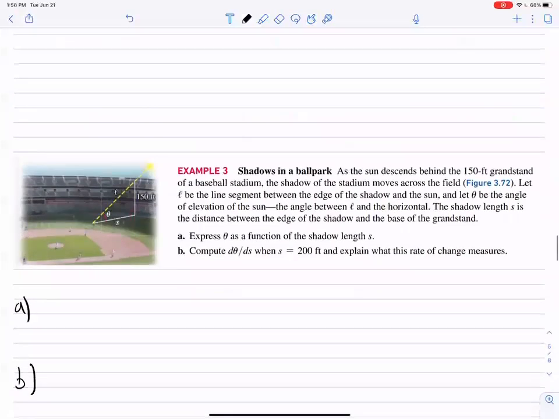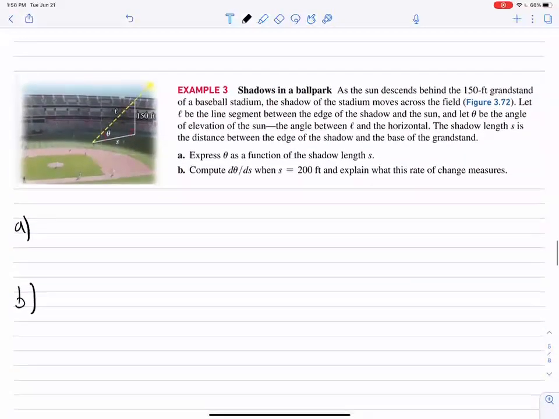All right, and now let's do an example of a word problem that you can do with these. So shadows in a ballpark. Let's say the sun is descending behind a 150-foot wall, and that you're standing S feet away from that wall, and you make an angle of theta with that, and then L is the distance from there to the top of the wall. We want to express theta as a function of the shadow length. We want to see how far the shadow is changing with respect to theta.